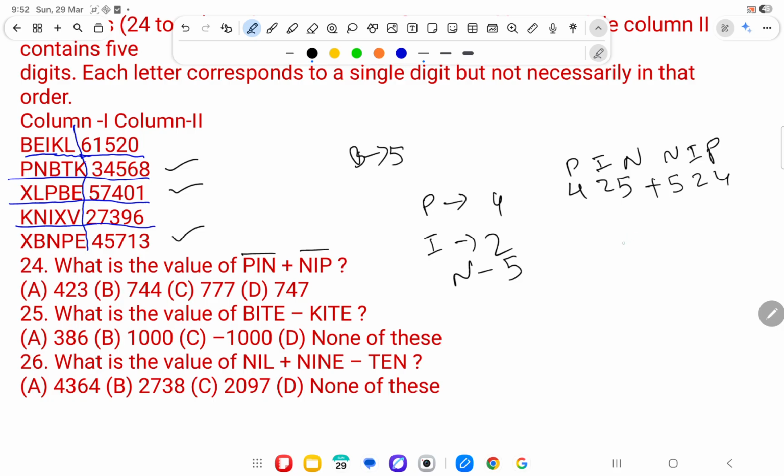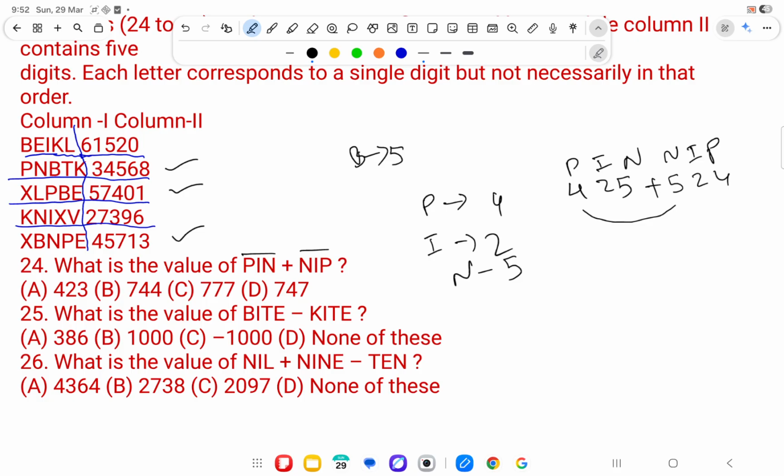Somewhere we have made a mistake. Why? Because PIN plus NIP we are getting maximum 7 only, but we are getting 9. So what is the mistake we have made? So there is a chance of that. Please be careful. Either the P code should be different or otherwise the N code should be different.